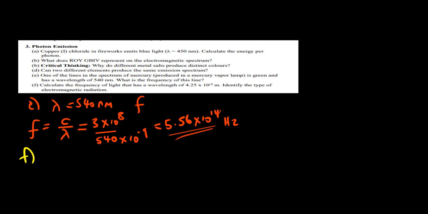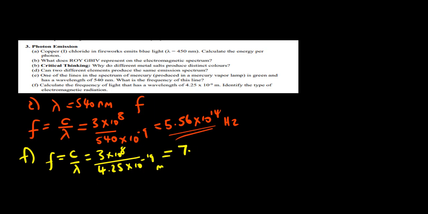So it's the same thing. Frequency will just be equal to c over lambda, like that. 3 times 10 to the power 8 over the wavelength. The wavelength they've given us is already in meters, 4.25 times 10 to the power -9. It's already in meters. When I do the math on my end, I'm getting 7.06 times 10 to the power 16 hertz. So this is the frequency.